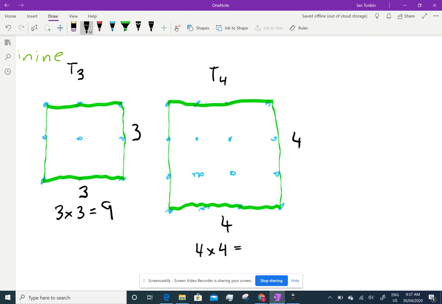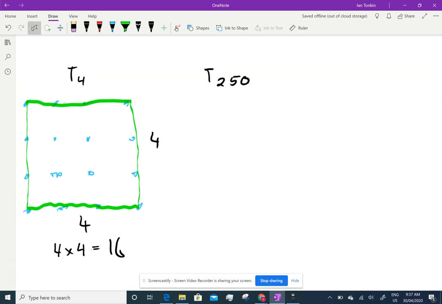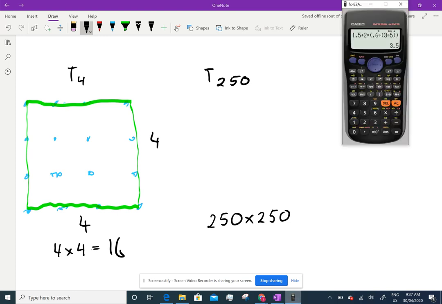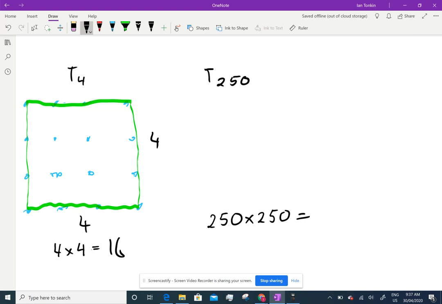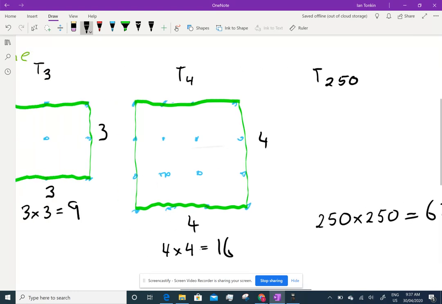Holy dooly, Mr. Tonkin. Righto. What do we want? The 250th. I'm not going to draw a square 250 by 250. I'm just going to go 250 times 250. I'm going to have to use my calculator for this. 62,500. Well, there we go.